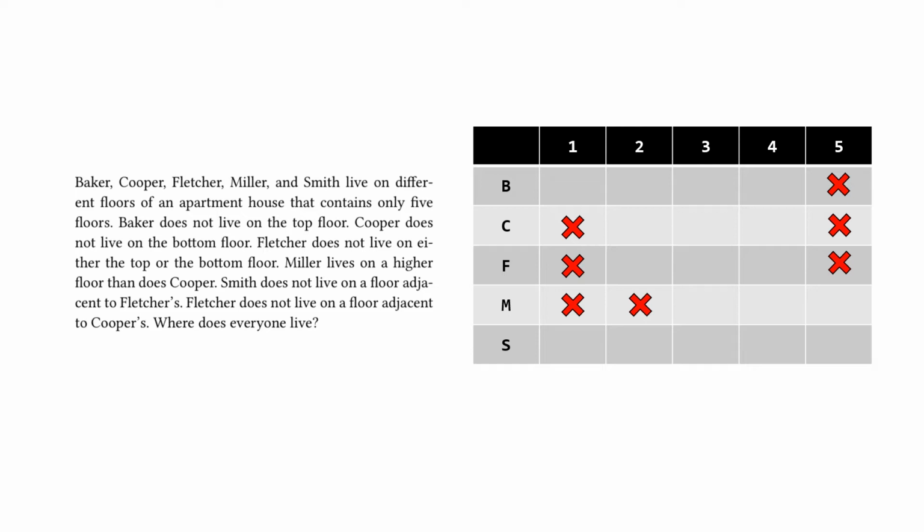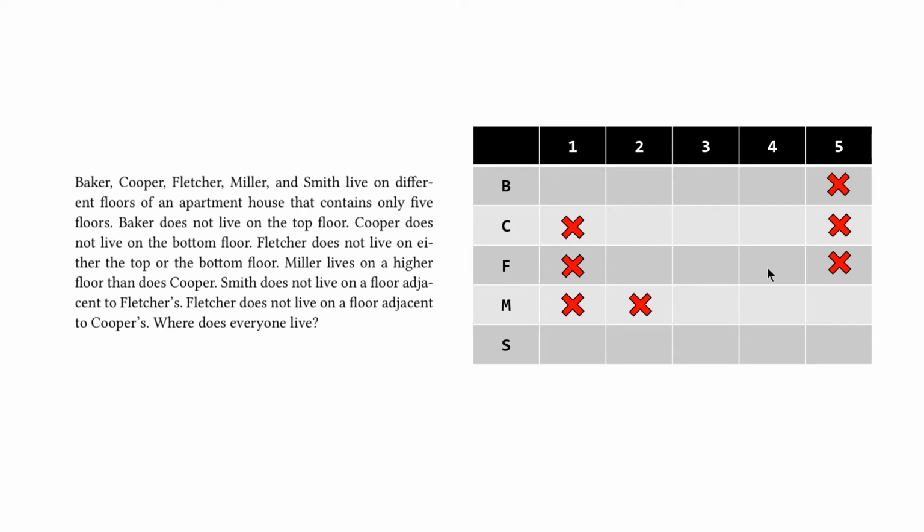So at this point, we sort of need to do some Sudoku mental math in order to solve this. So because Fletcher can only live on either 2, 3, or 4, let's sort of walk through each of these to see if they're possible. So if Fletcher lives on floor 2, that means that Cooper, because Cooper has the same options as Fletcher, either would have to be on floor 3 or floor 4. But because Cooper can't be adjacent to Fletcher, we know it can't be floor 3, which means that Cooper would have to be on floor 4. And if that's the case, because we know Miller has to be higher than Cooper, Miller would have to be on floor 5. But that would mean that Smith would end up adjacent to Fletcher. So Fletcher can't be on floor number 2.